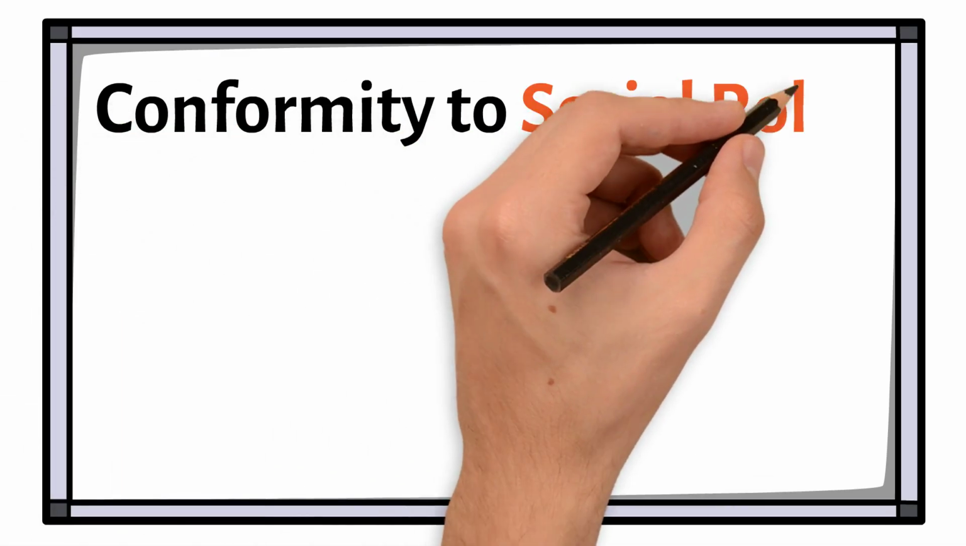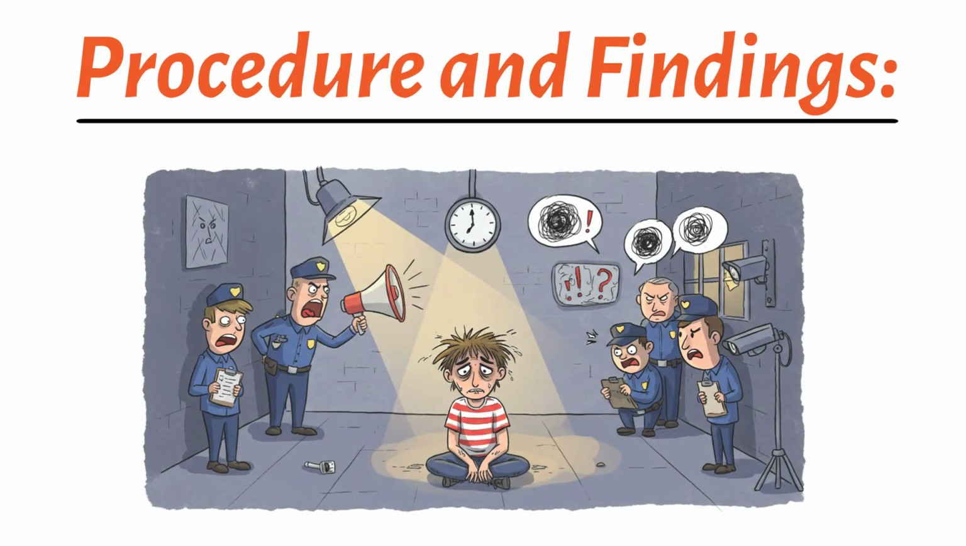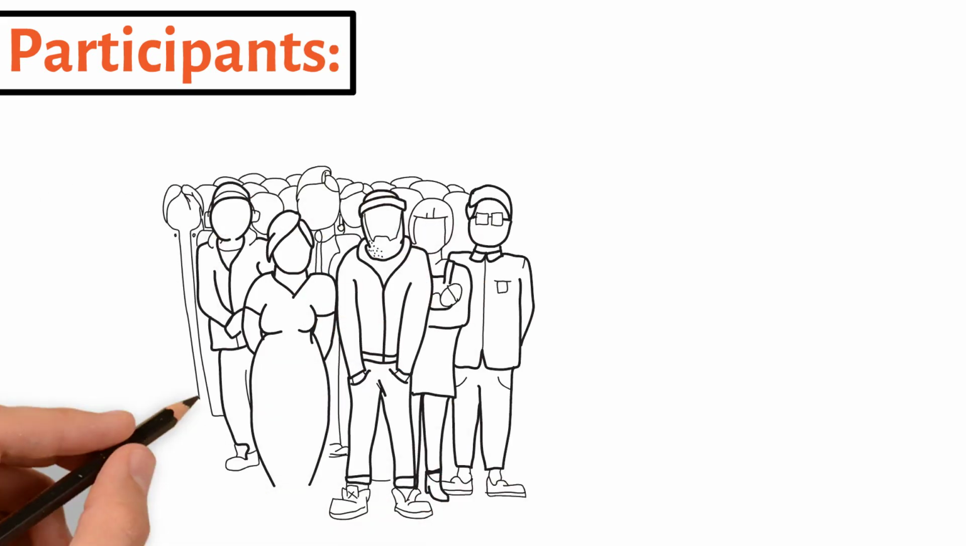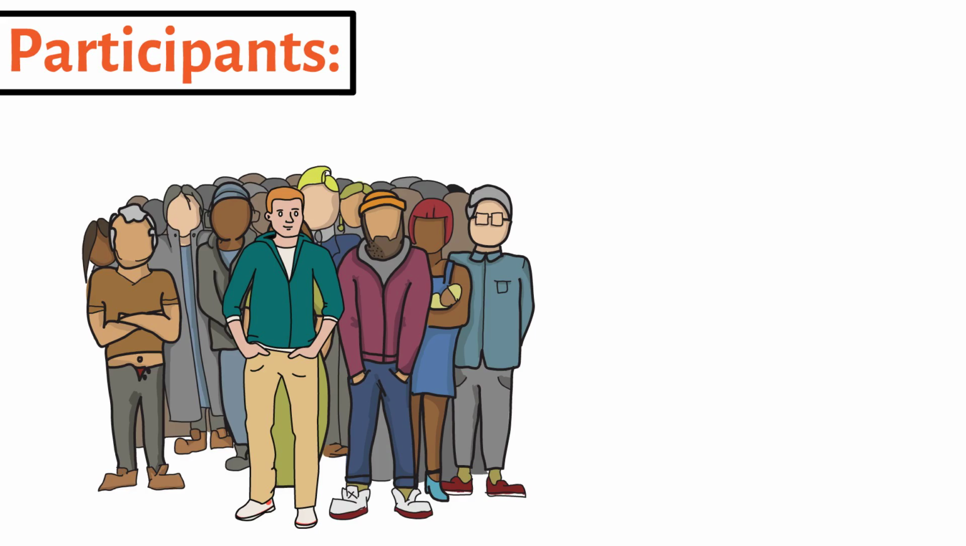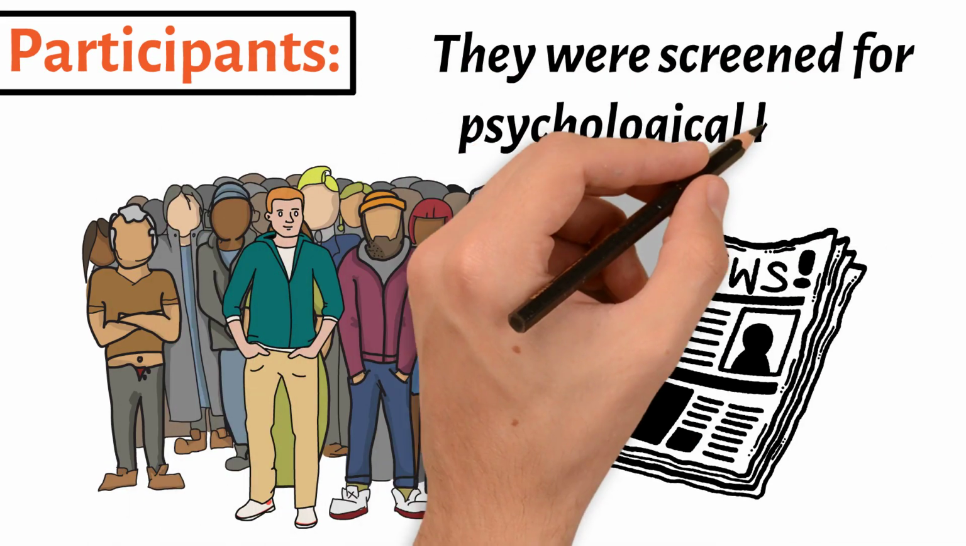Conformity to social roles. Zimbardo's Stanford Prison Experiment. Procedure and findings. Procedure of Zimbardo's Stanford Prison Experiment. Participants. 24 emotionally stable male volunteers were selected from a larger pool of applicants who responded to a newspaper advert. They were screened for psychological health.